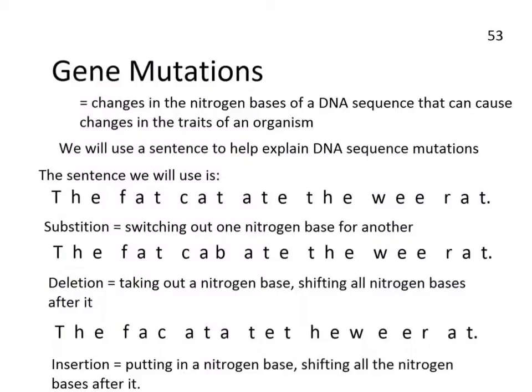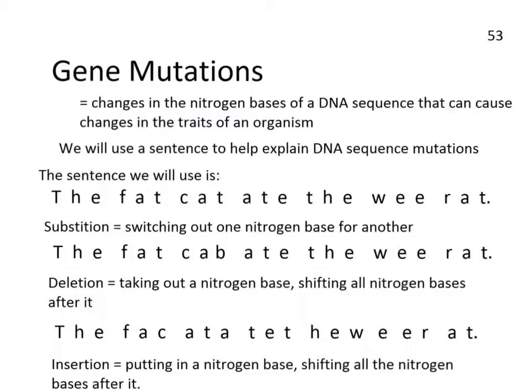So how this works is gene mutations are changes in the nitrogen base of a DNA sequence that can cause changes in the trait of an organism. So if a codon gets messed up, or one of the DNA letters A, C, G, T gets messed up, it could change the protein that is made, but that doesn't always happen because some codons code for the same amino acid, remember?